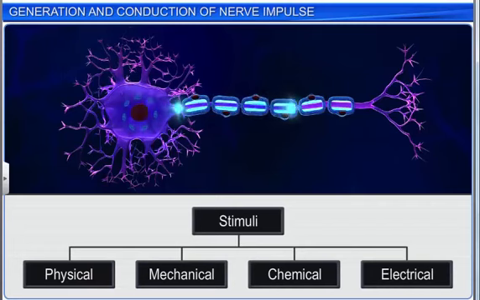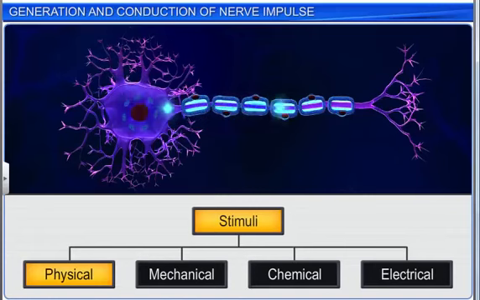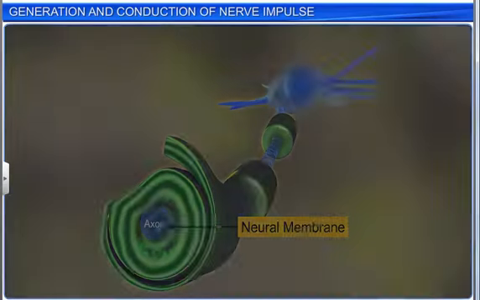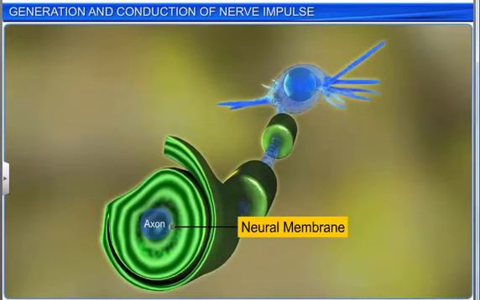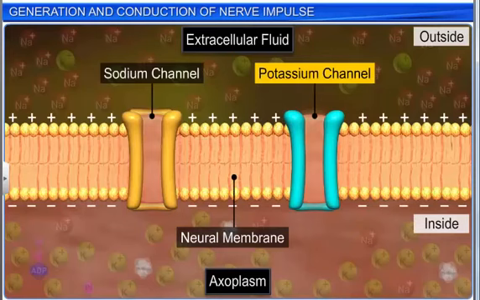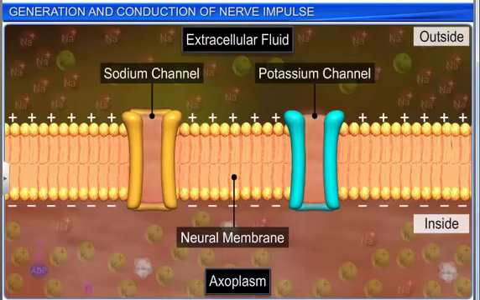Neurons are excitable cells. They may be stimulated by physical, mechanical, chemical or electrical stimuli. The nerve fiber or axon is covered by a neural, axonal or plasma membrane. The neural membrane has sodium and potassium ion channels called voltage-gated or regulated channels. These channels open or close according to the electric potential across the membrane.